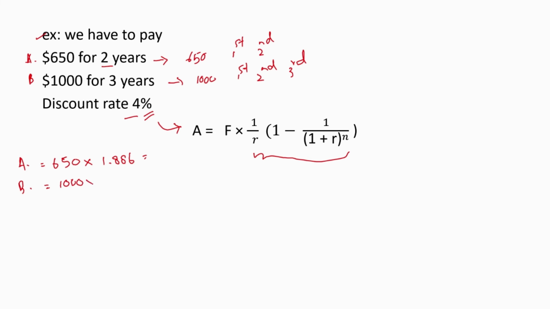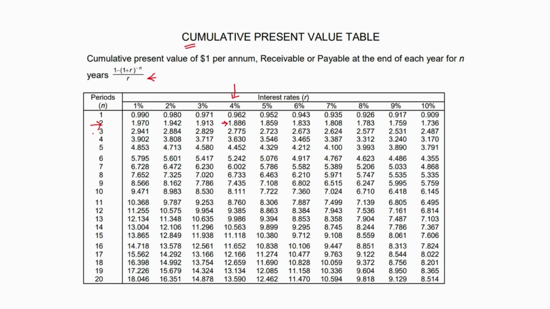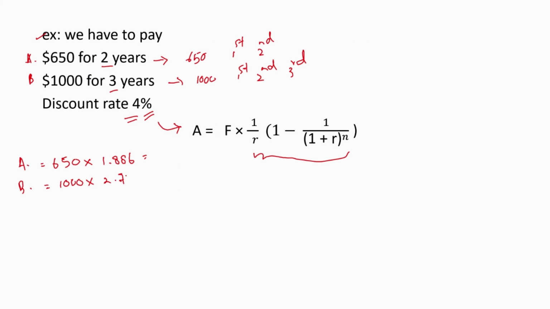For option B, the present value of the annuity equals 1000 multiplied by the annuity factor. Discount rate is 4. Number of periods are 3. Discounting rate is same as before. So this will be the annuity factor for option B, 2.775. So these are the present value of the annuities.